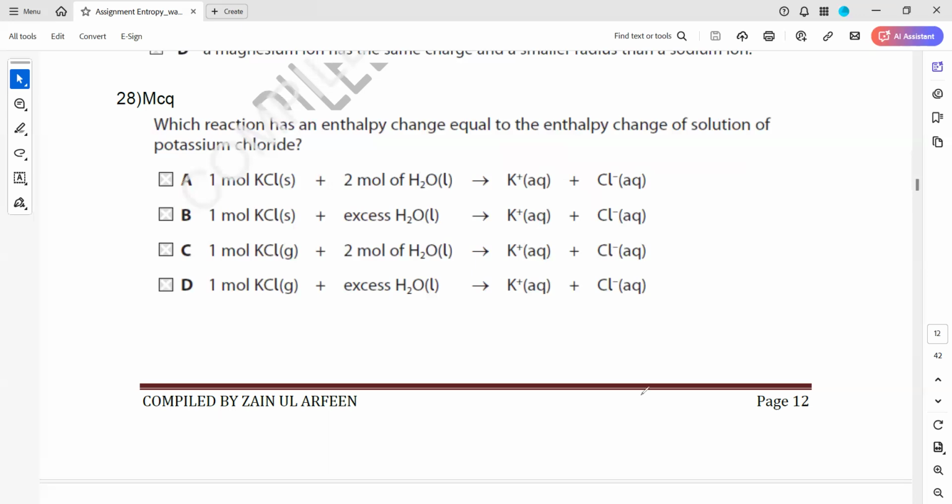I was saying that for solution, the enthalpy of solution should be from solid to aqueous, right? Yes, solid to aqueous. Here, what is this? Gas to aqueous, it means it's hydration. Option B is hydration, and option B is enthalpy of solution.